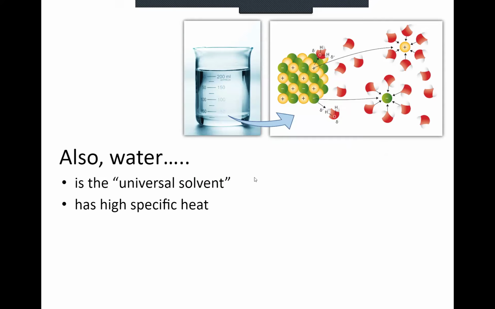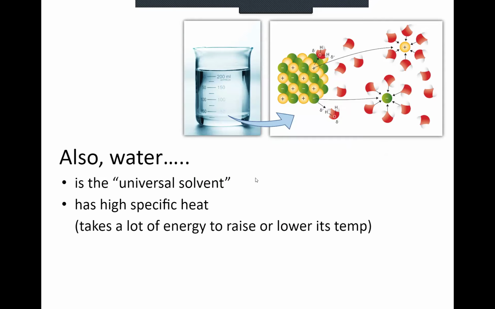Water has a high specific heat capacity. Now, that's something we'll visit when we study thermochemistry. It means it takes a lot of energy to raise or to lower its temperature. There are many cities along the coastline that have moderate climates, even despite their high latitude, as a result of water's high specific heat capacity.